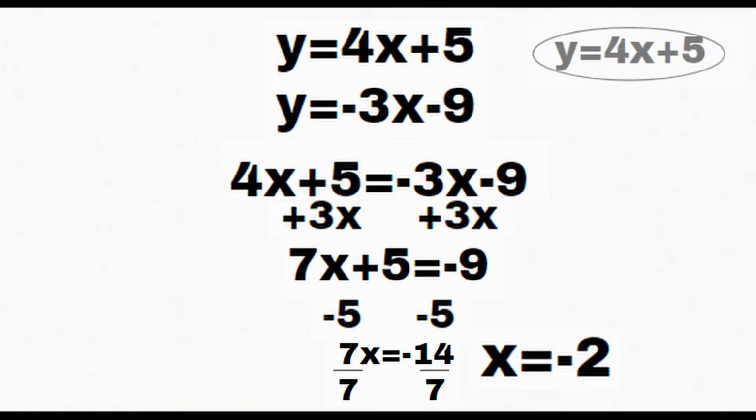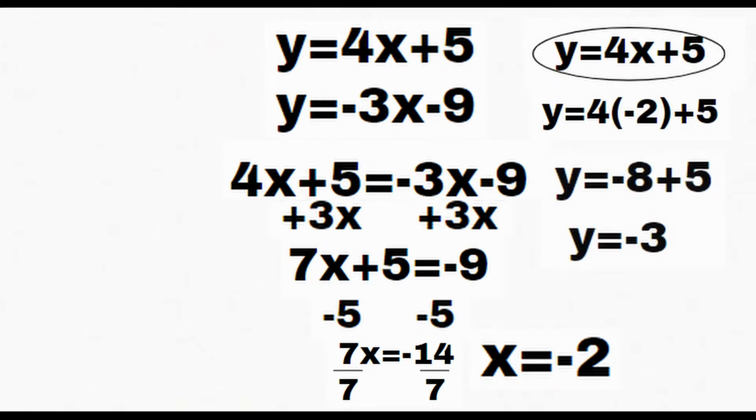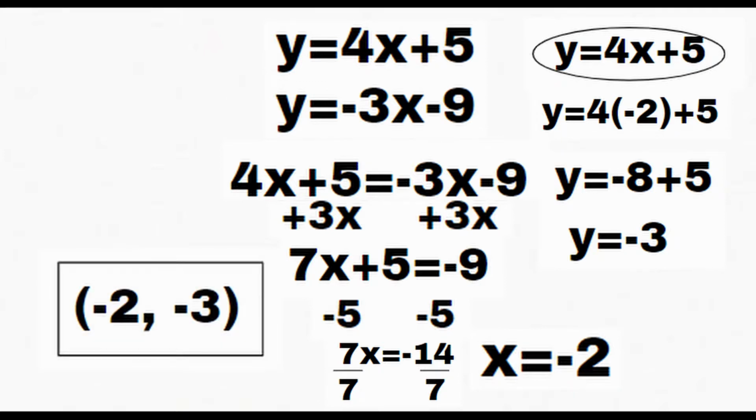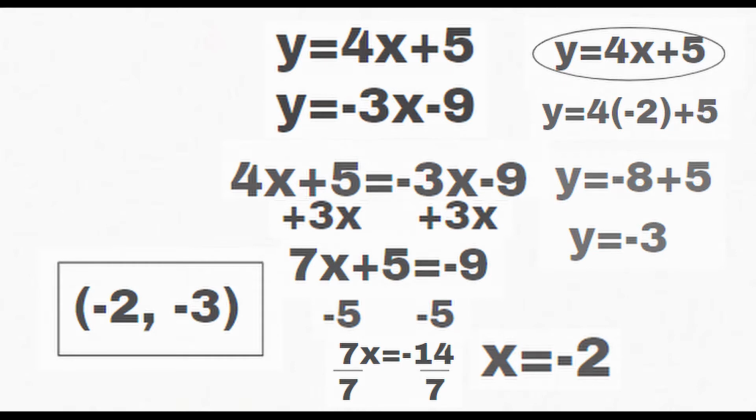To solve for y, we would take one of the original equations. I chose y equals 4x plus 5 because I thought it would be easier to work with without any negatives. Instead of using x, we would use negative 2. Then solve the equation normally. In the end, we get x equals negative 2 and y equals negative 3. We would put this in an ordered pair, like so.